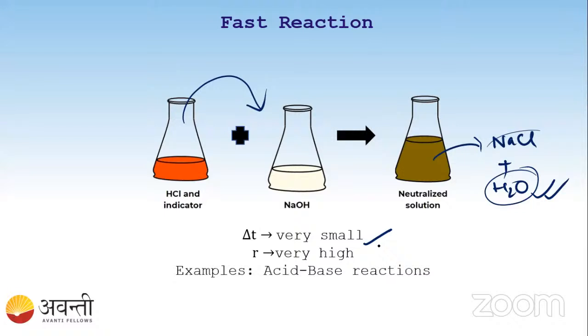Examples are all the acid-base reactions or all the ionic reactions, which are precisely fast reactions. Adding salt to water, an ionic reaction again, NaCl into H2O. It will not take years to dissolve that salt in water. As soon as you add it, it will get dissolved in the water. That is very quick. For such kinds of reactions, you will not see a variation in time. They are very quick, and within a fraction of seconds the reaction will happen.